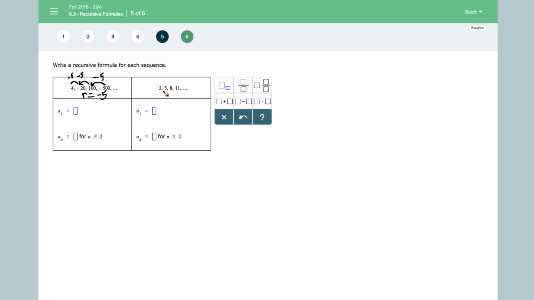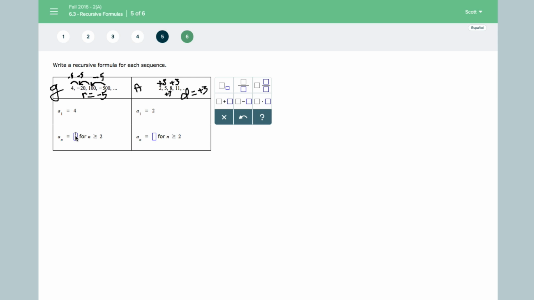Okay, and what's going on here? Well, this one looks like plus 3, and plus 3. So this one's geometric, this one's arithmetic, and the common difference here is plus 3. Okay, so now we have all the information we need. What's our first number? Our first number is 4. What's our first number here? That one would be 2.